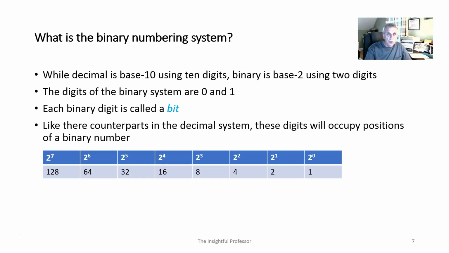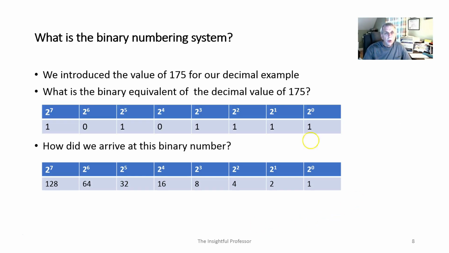Now, let's look at the representation using this scheme. We were working with a number of 175 in decimal. The equivalent in binary of this very same number is what I'm showing here. Notice it consists only of 1s and 0s. Those are the only digits available to us in binary. The number 1, 0, 1, 0, 1, 1, 1, 1 is 175 in decimal, but this is how we express it in binary. So how did we come up with this?